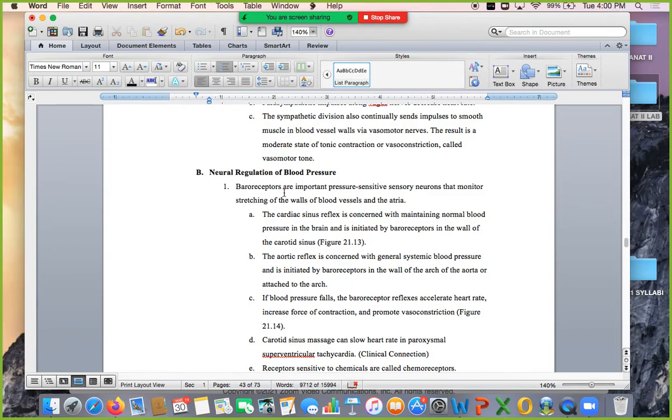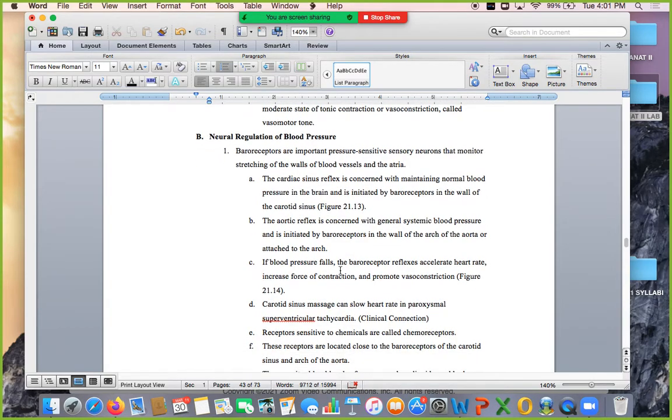Let's see. We also have baroreceptors that are found in specialty regions such as the cardiac sinus and the aortic arch. And these are going to be regions that are going to detect the stretch of the blood vessels of the atria, etc., and that's going to allow us to detect blood pressure based on how much stretching is occurring. And if the pressure falls too far down, then the baroreceptors are going to start accelerating our heart rate, increasing heart contractile forces, and vasoconstricting, basically trying to maintain blood supply to the areas that need it the most.